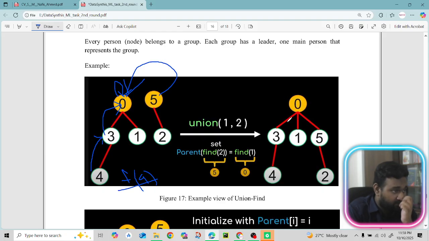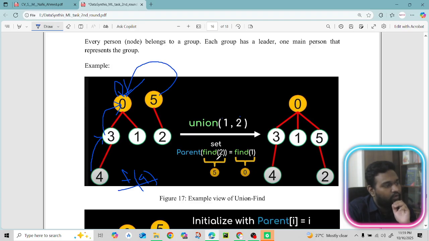And the question is, what happens if we do a union like union 3 comma 4? Will it be a union? No, it will not be a union, because they are both currently in the same tree, right? So what we are going to check is the parent: find 2 and find 1, in this case union 1 comma 2.